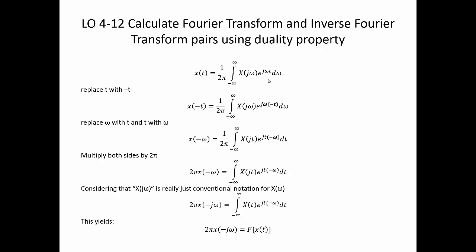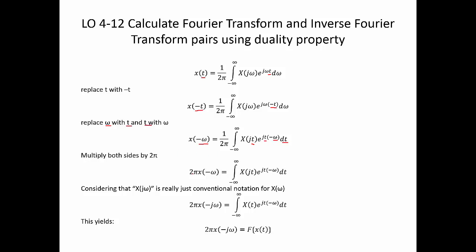The way that duality works is we start with our synthesis equation. We're going to replace all of the t's with a negative t. The next step is to replace all the omegas with t and all the t's with omega. So we can see that we've accomplished that with it changing omega to a t, t to an omega, and a d omega to a dt. That's just change of names. Names don't mean anything as to what your variable is. It's like plotting y versus x or x versus t. It doesn't matter what your letters are. The process works the same way.